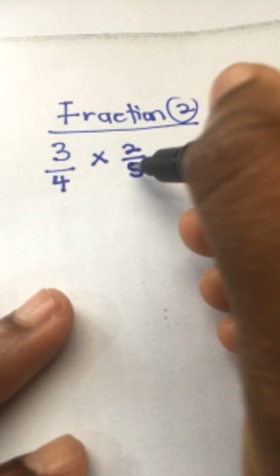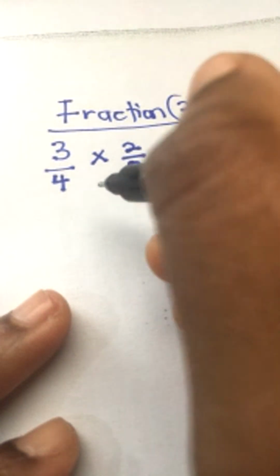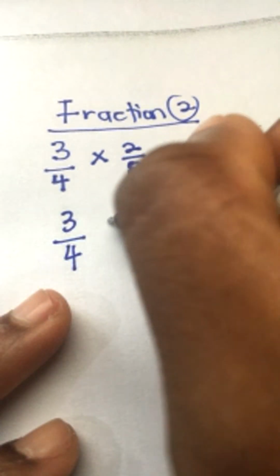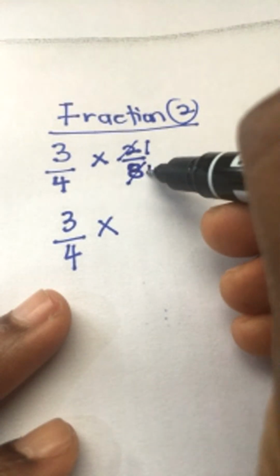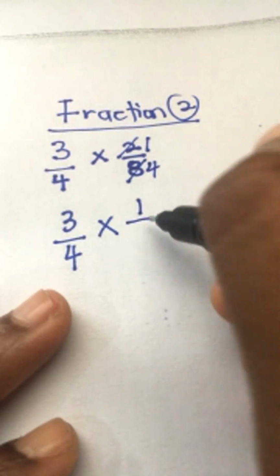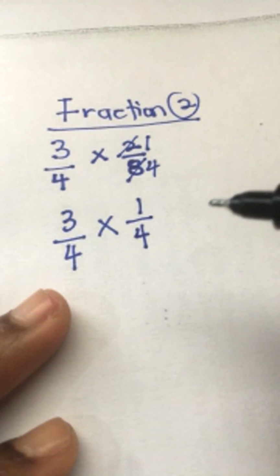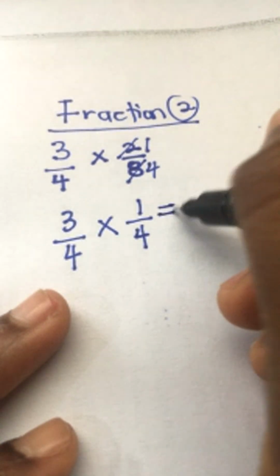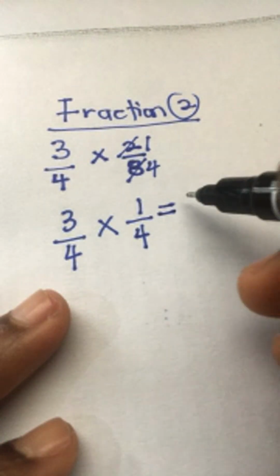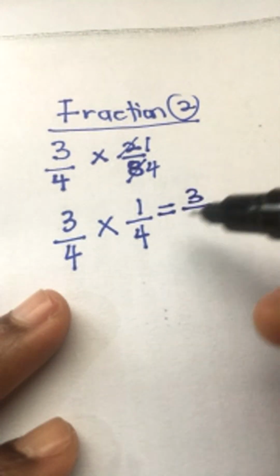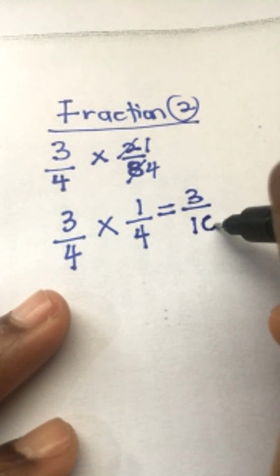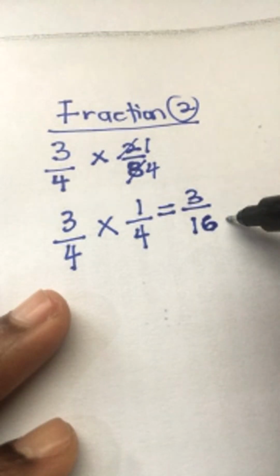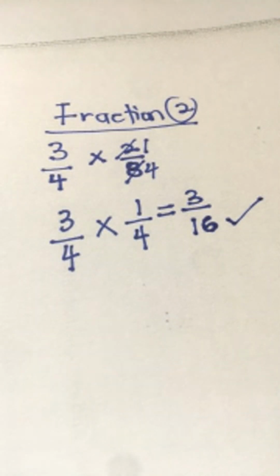It's over 8, sorry. It's over 8. So 3 divided by 4 times 2 over 8: 2 can go into itself 1 and go into 8 four times. So that will give us 1 divided by 4. So let's do our multiplication. 3 times 1 is 3, and 4 times 4 is 16.